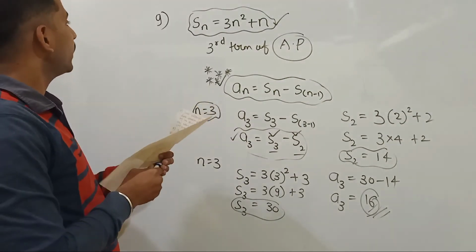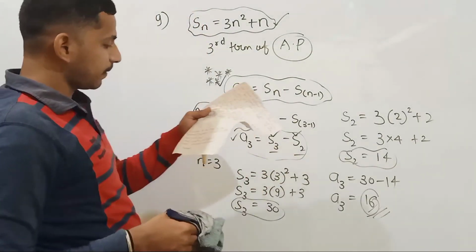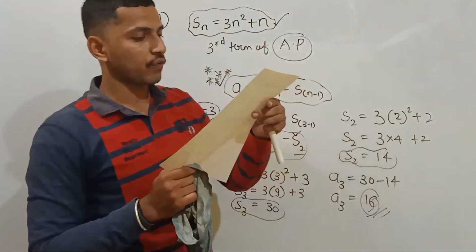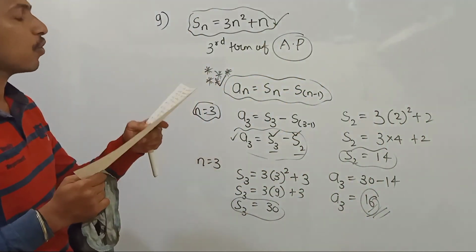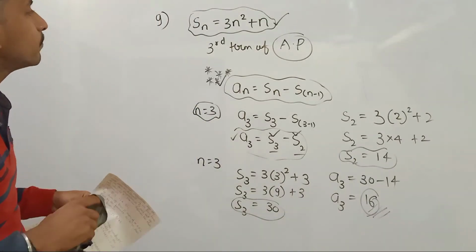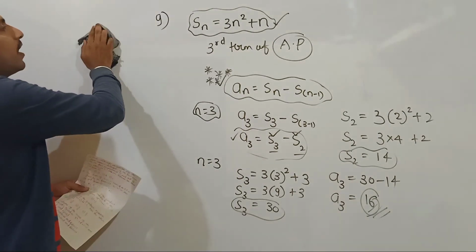Now let us go to question number 10. What is question number 10? We are given a quadratic equation, and here we have to find the constant term. Okay, we will find it. Please note it down as soon as possible. Please take screenshots. If any doubts, please don't hesitate to ask.